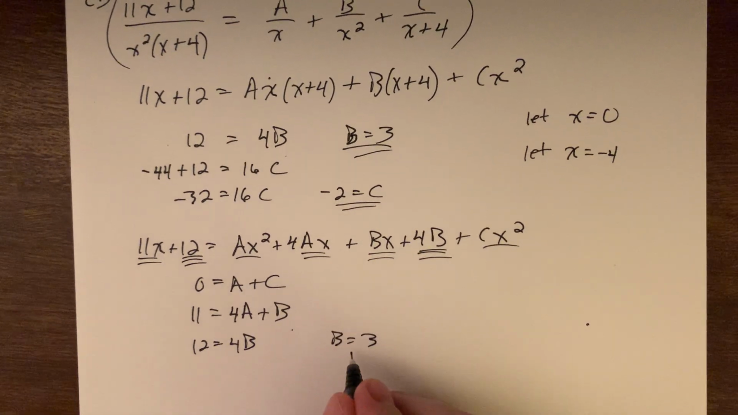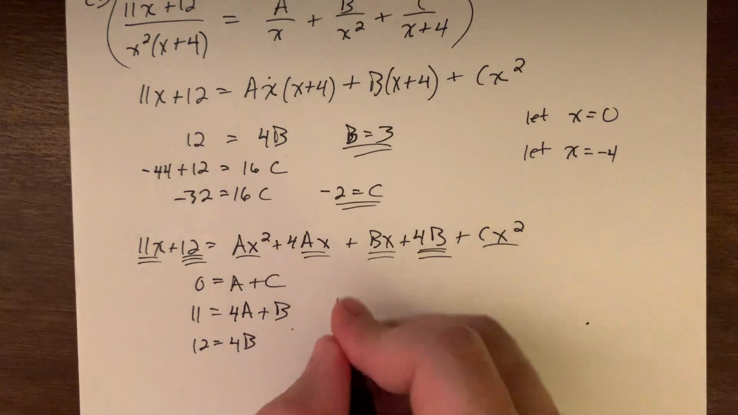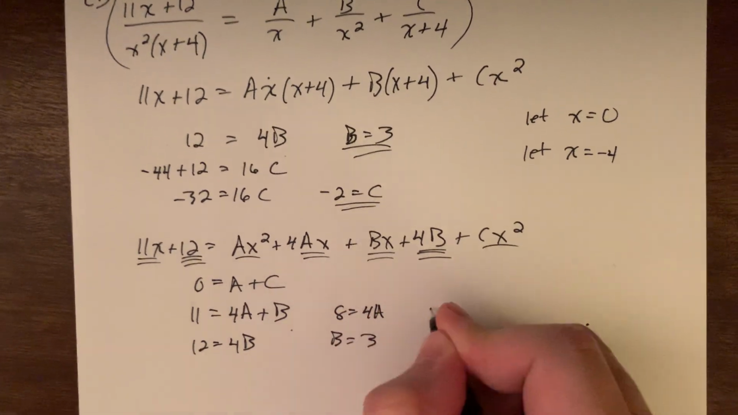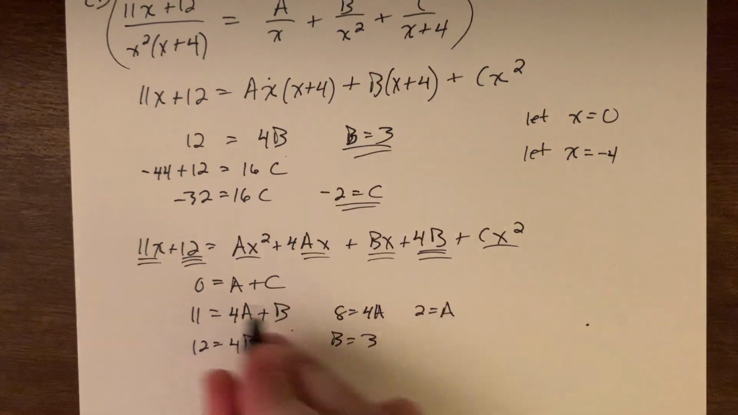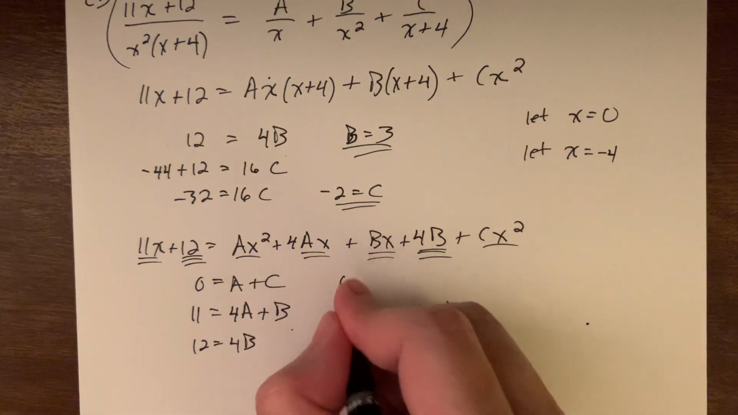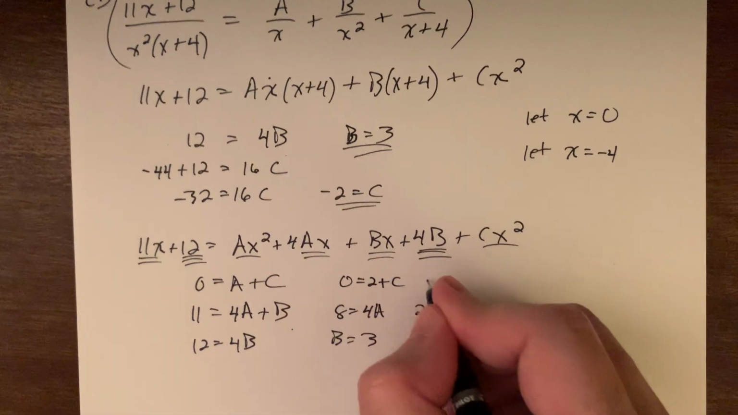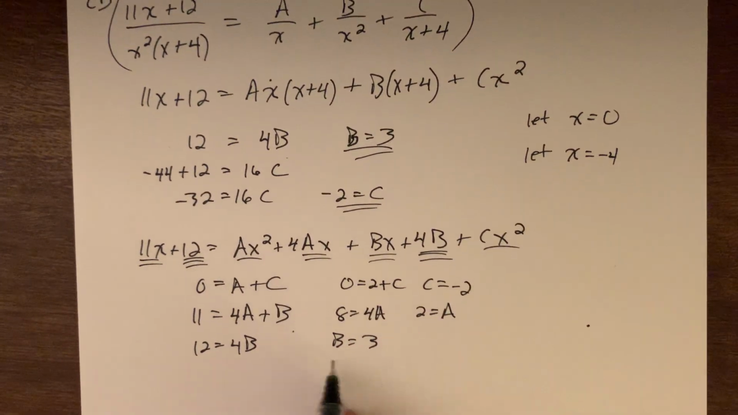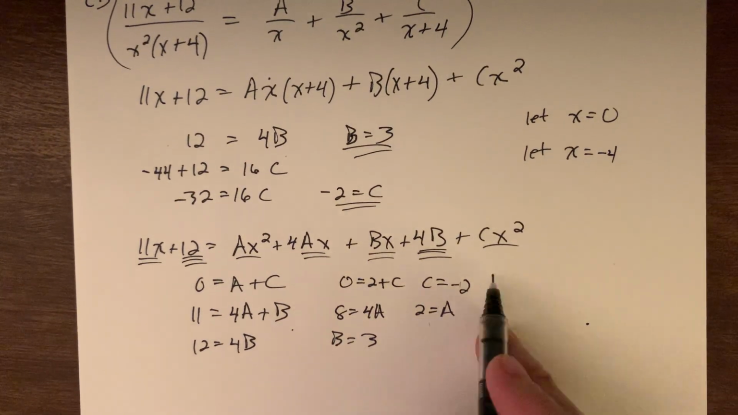This gives me b is 3. Well, if b is 3, subtract that, 8 equals 4a, and 2 equals a. Well, if a equals 2, plug that in here. 0 equals 2 plus c. c equals negative 2. And now I've got my values for all 3.